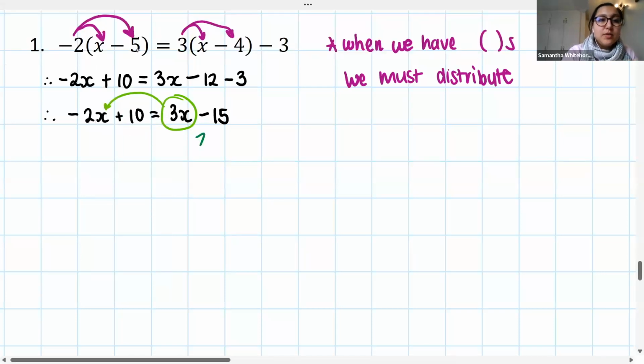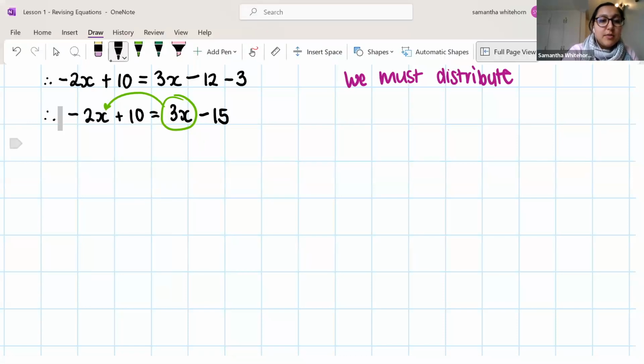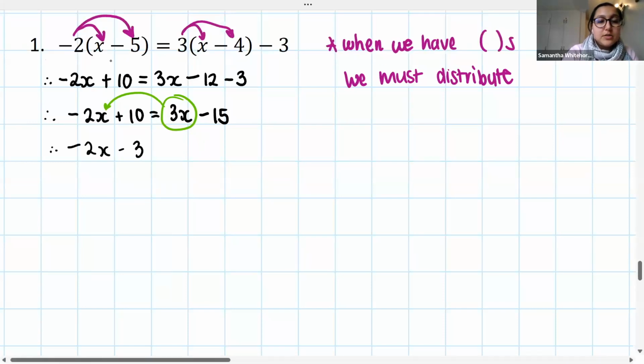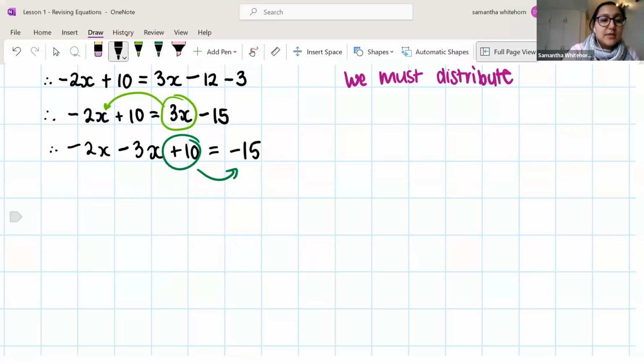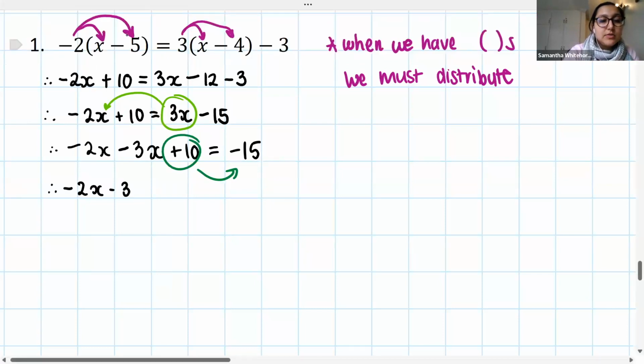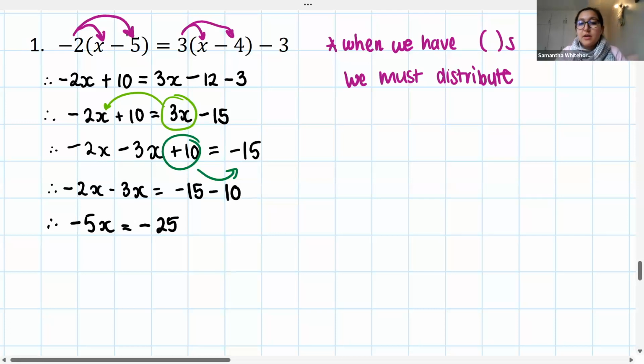So when I bring the x term over, remember your inverse operations, I'm going to have -2x minus 3x plus 10 is equal to -15. And then I'm going to bring that positive 10 over, becoming -10. So on the left-hand side, I've got -2x minus 3x is equal to -15 minus 10. Now, -2x minus 3x gives me -5x, and -15 minus another 10 gives us -25.